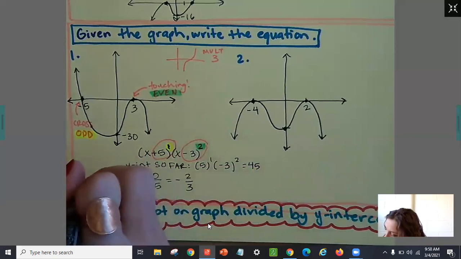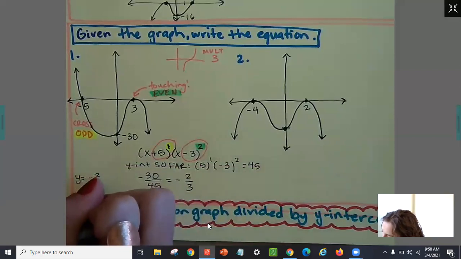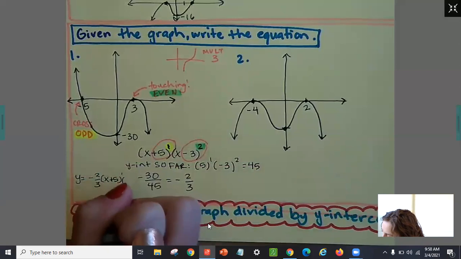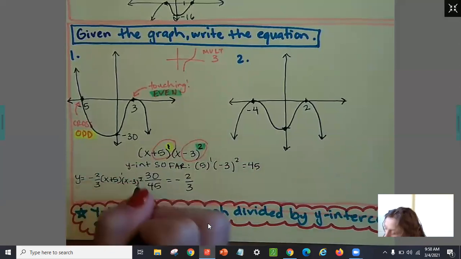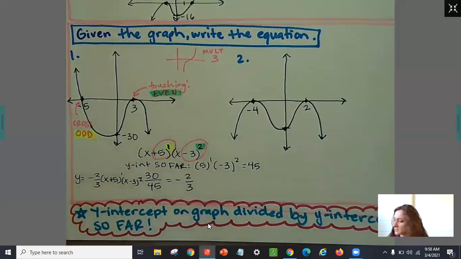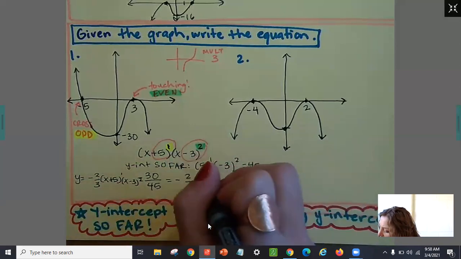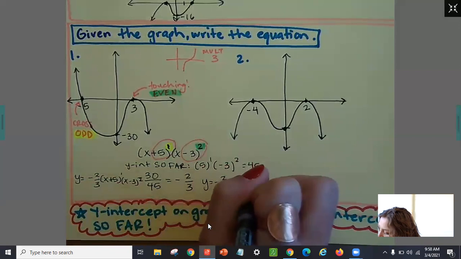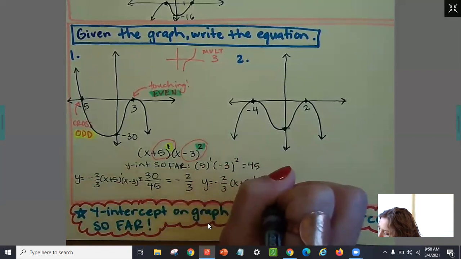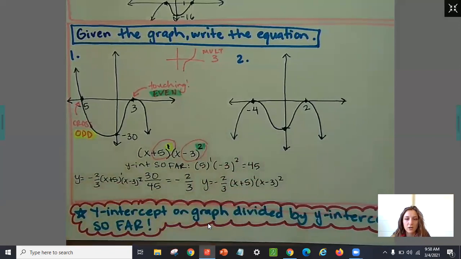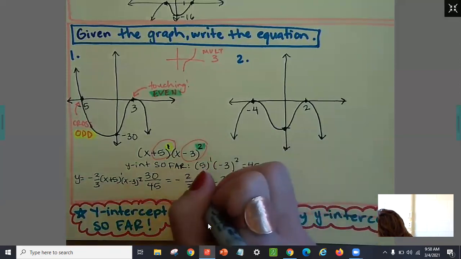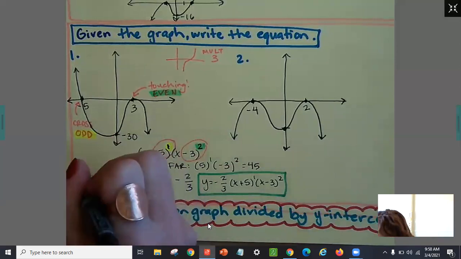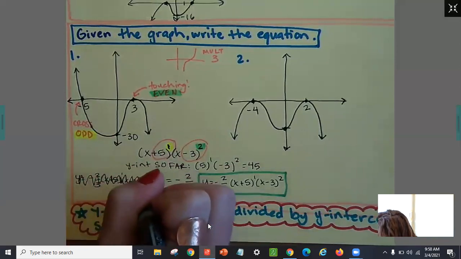So our equation should be -2/3 times x plus 5 to the first times x minus 3 squared. Okay, and that was a really small place to write that. So let's just write it again. -2/3 x plus 5 to the first x minus 3 squared. All right, and we are going to go check this in Desmos. All right, and I really didn't need to write this. It was just really small, and I couldn't really see what was going on.